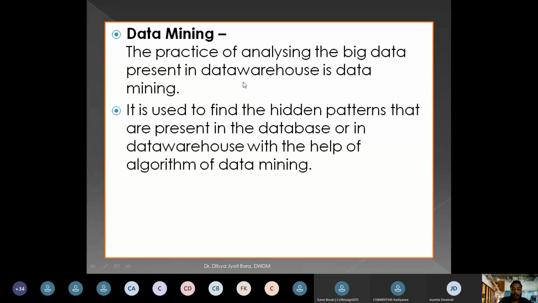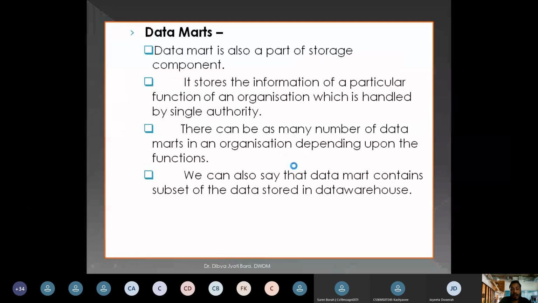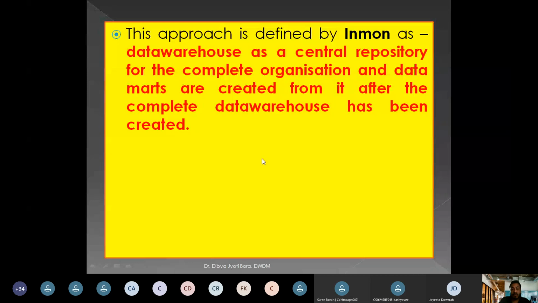Then data mining. We will discuss data mining after the first module is finished, because the rest of the module is only for data mining. The practice of analyzing the big data present in the data warehouse is data mining. It is used to find the hidden patterns present in the database or data warehouse with the help of different algorithms that we use in machine learning or data mining, right? So these are the components. Overall, this approach works on the basis that first you load the data into the data warehouse, then you construct the data mart out of it.